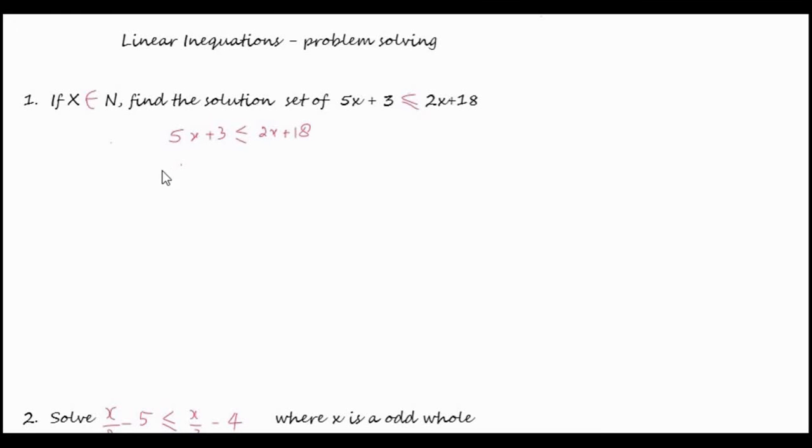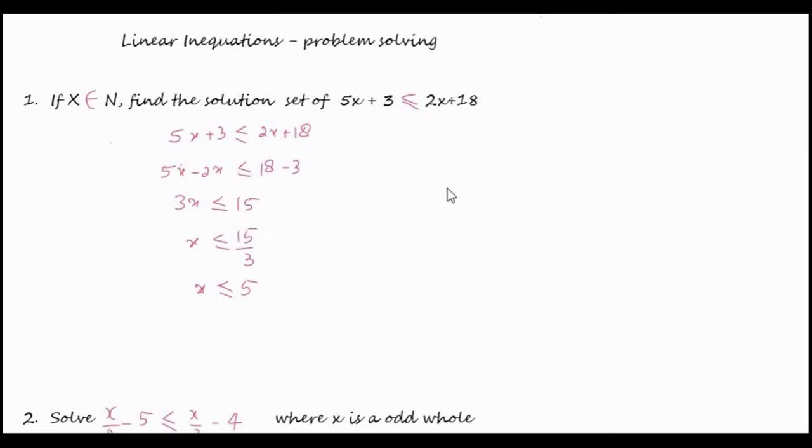So taking 2x to the left side, 5x - 2x ≤ 18 - 3. So this is 3x ≤ 15. So x ≤ 15 divided by 3. So x is less than or equal to 5. This is a solution for this linear inequation 5x + 3 ≤ 2x + 18.